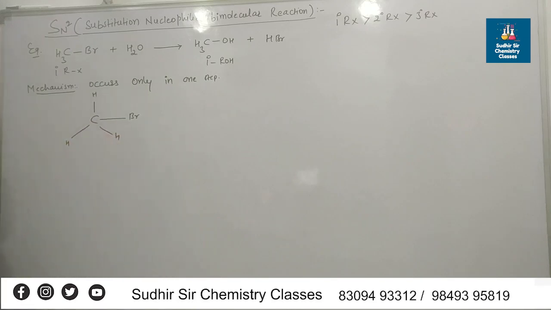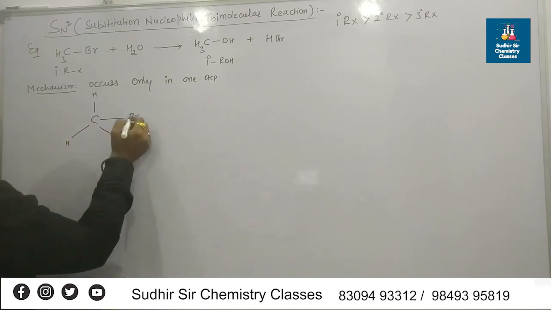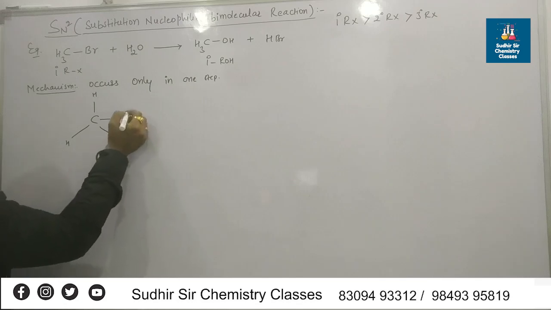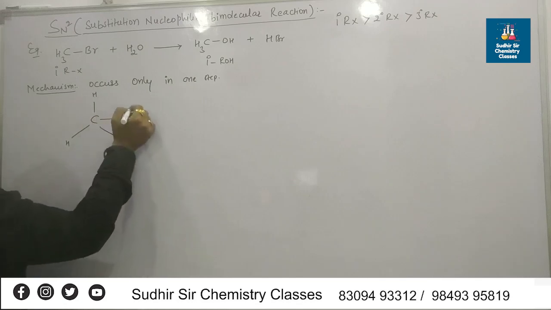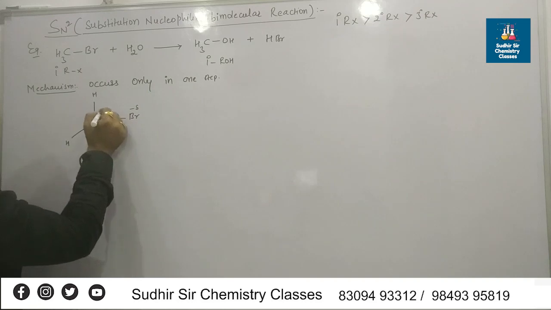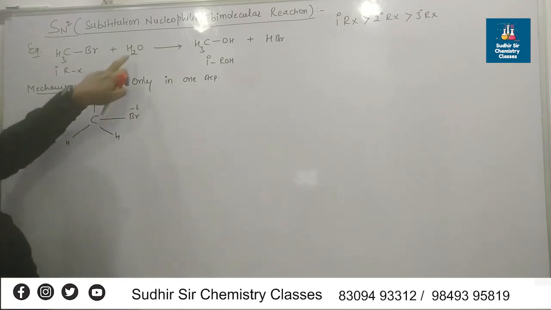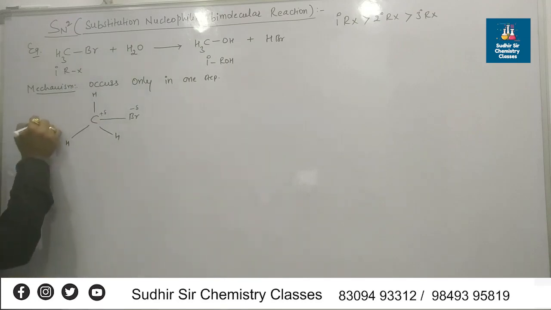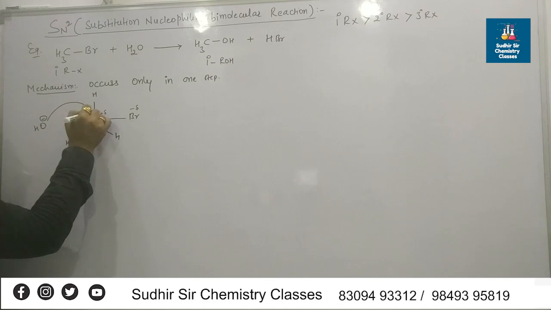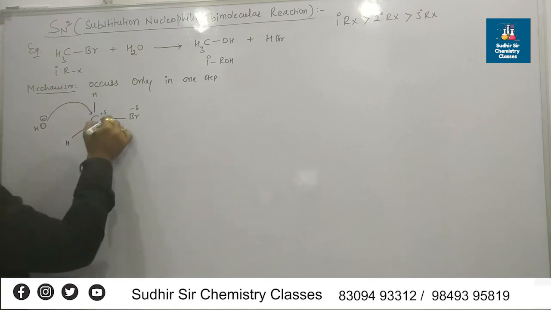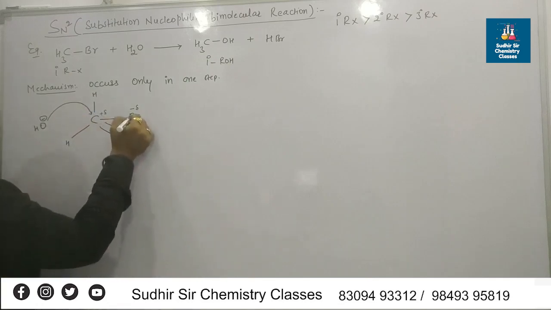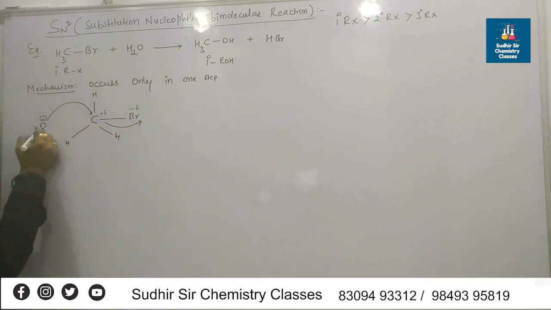In this case, Br minus is a leaving group, so it develops polarity between carbon and halogen. It will get partial negative on the halogen and partial positive on the carbon. The nucleophile, OH minus, will attack the carbon atom from the side opposite to the one the halogen leaves. See, the halogen is leaving from the right side, and our nucleophile will attack from the left side.